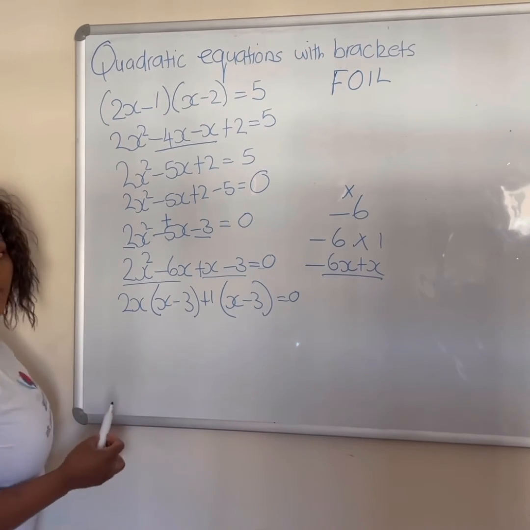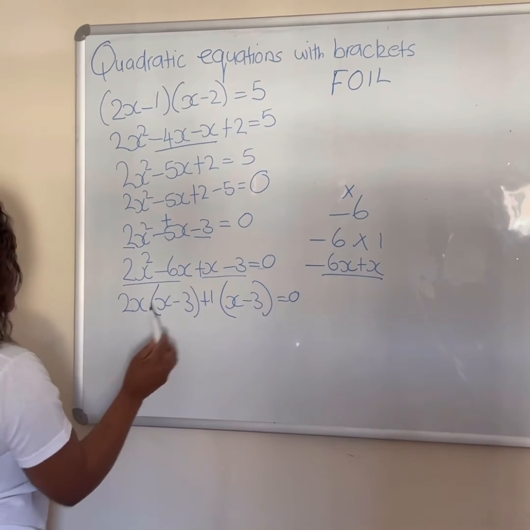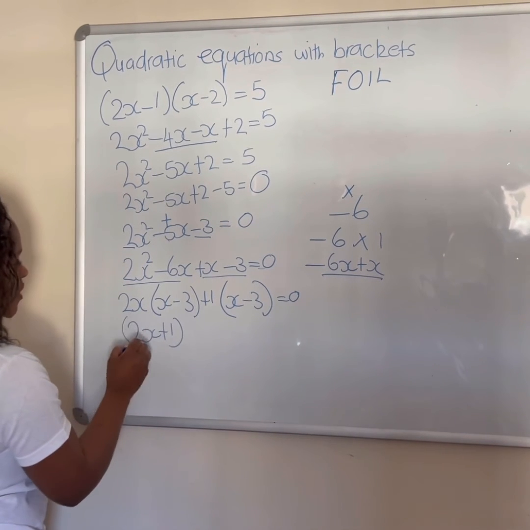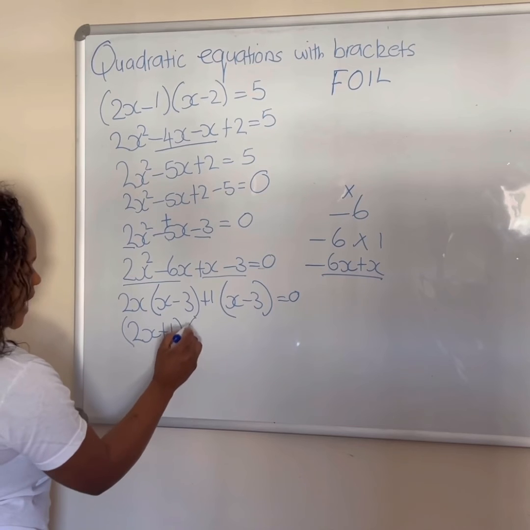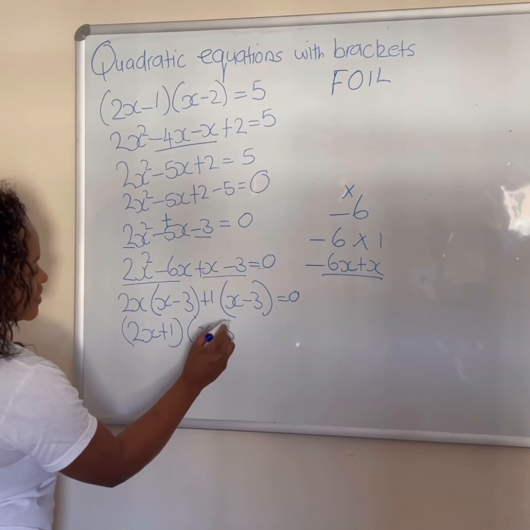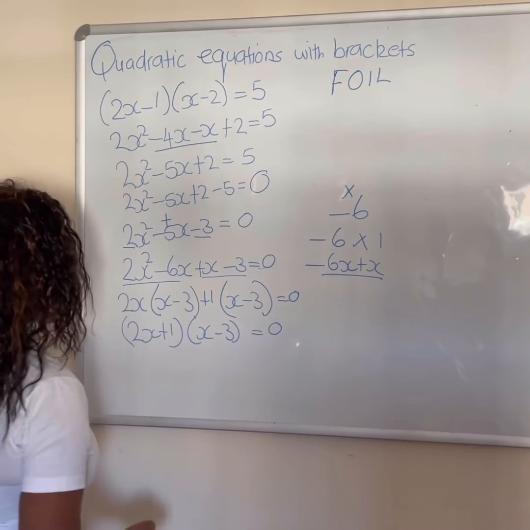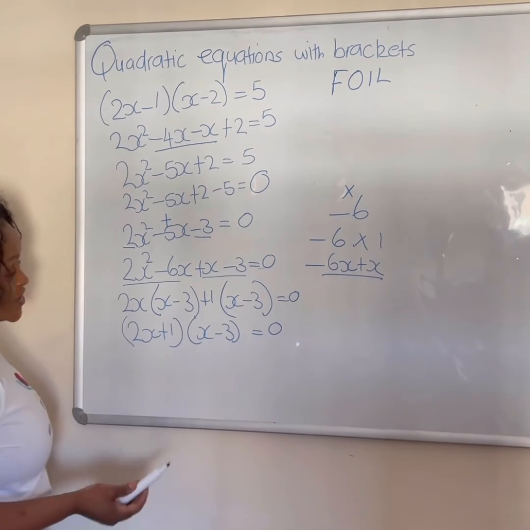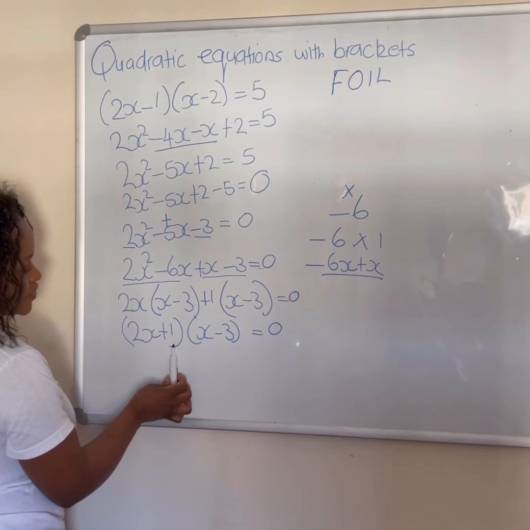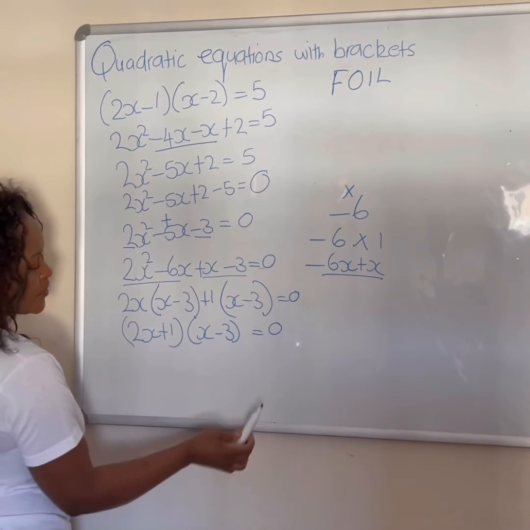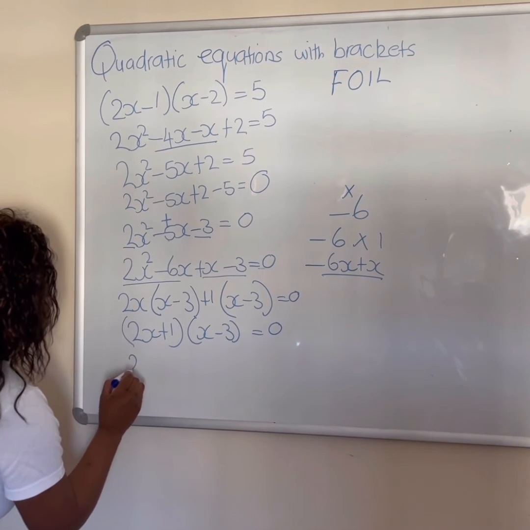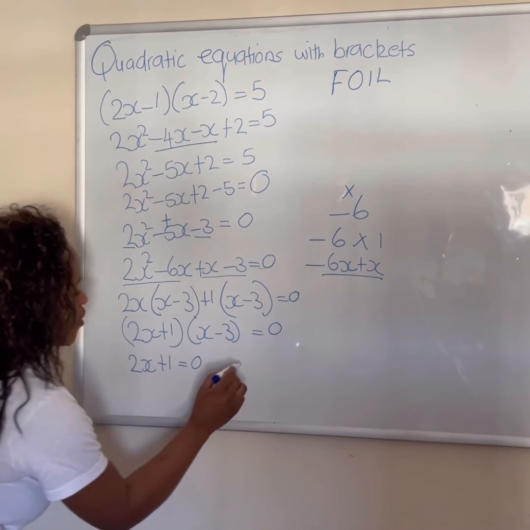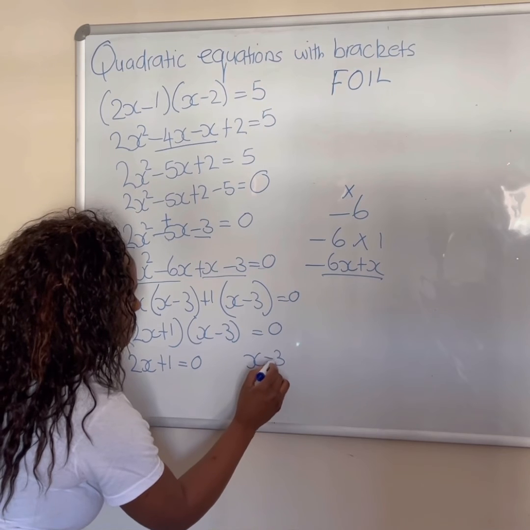Okay, now I can collect my like terms. So 2x plus 1, and the common factor, x minus 3. This should give you a 0. Okay, when you times a number with a 0, you would always get a 0. So which means either this one should be equal to 0 or this one should be equal to 0. So what that means is 2x plus 1 should give me a 0, or x minus 3 should give me a 0.